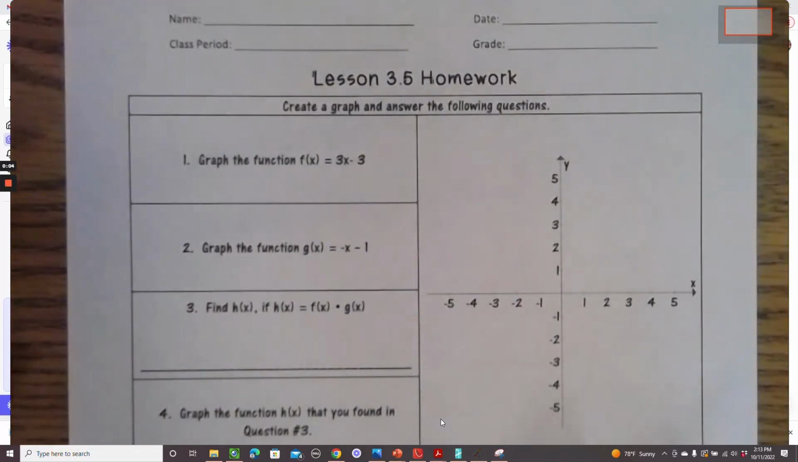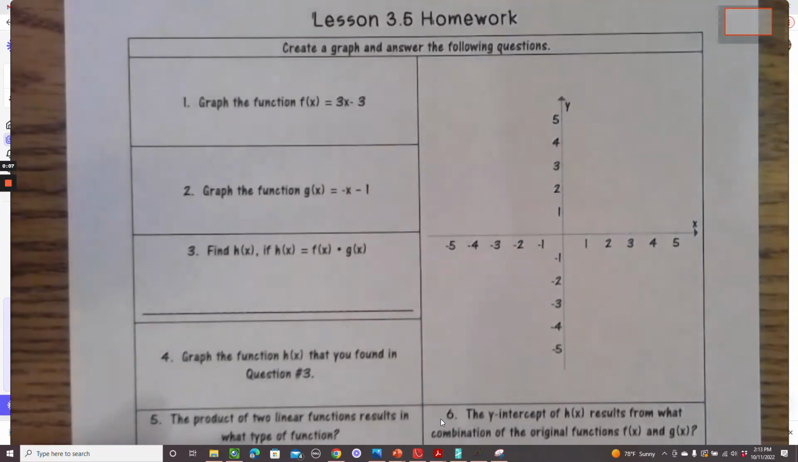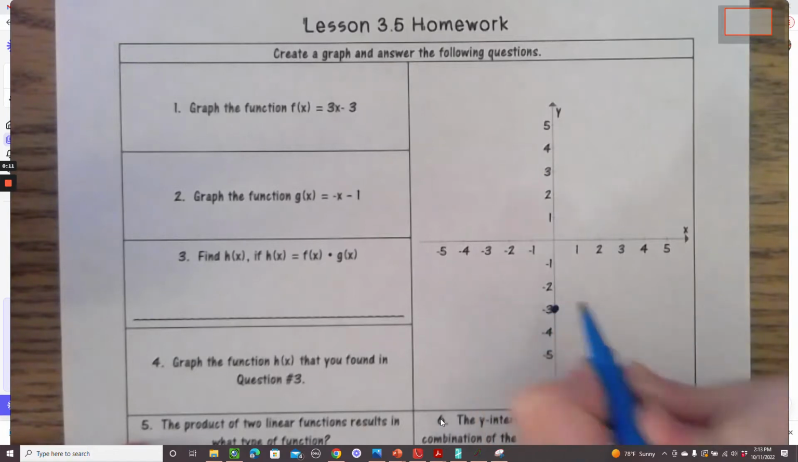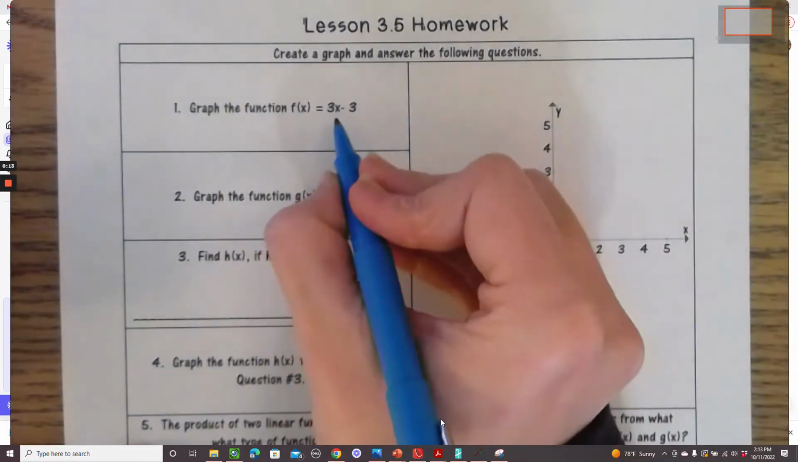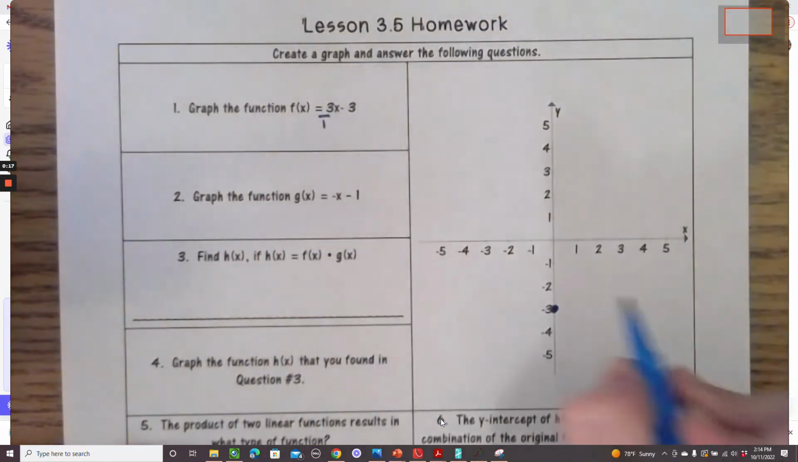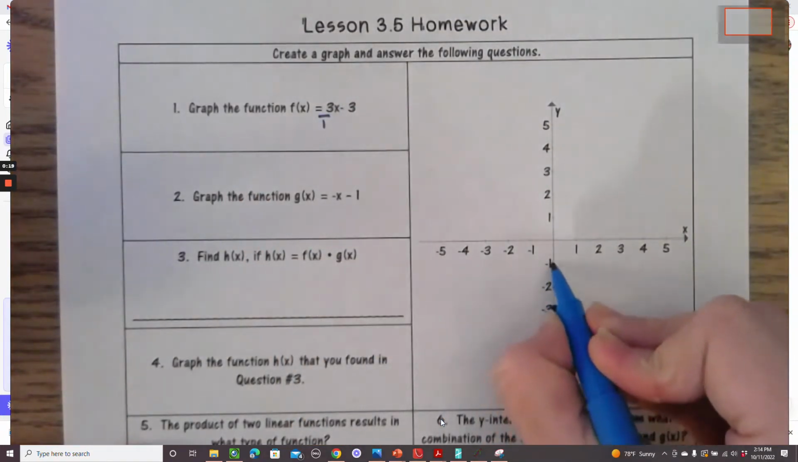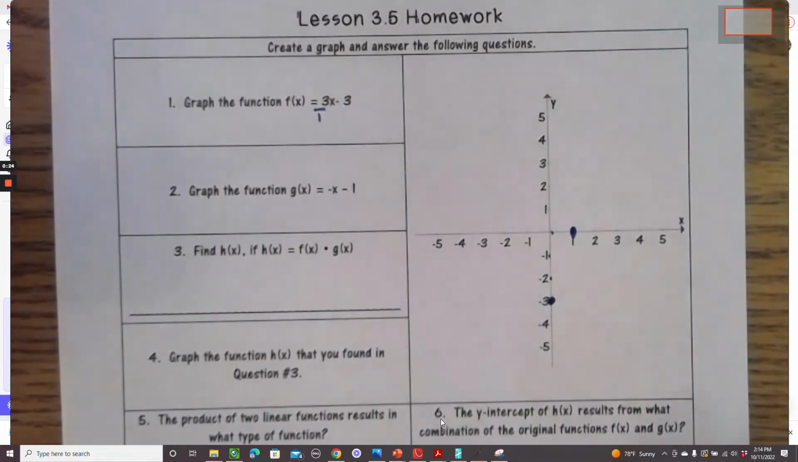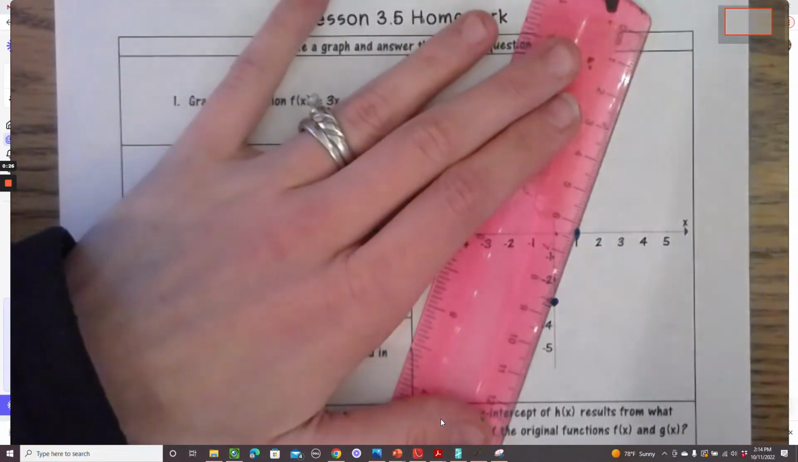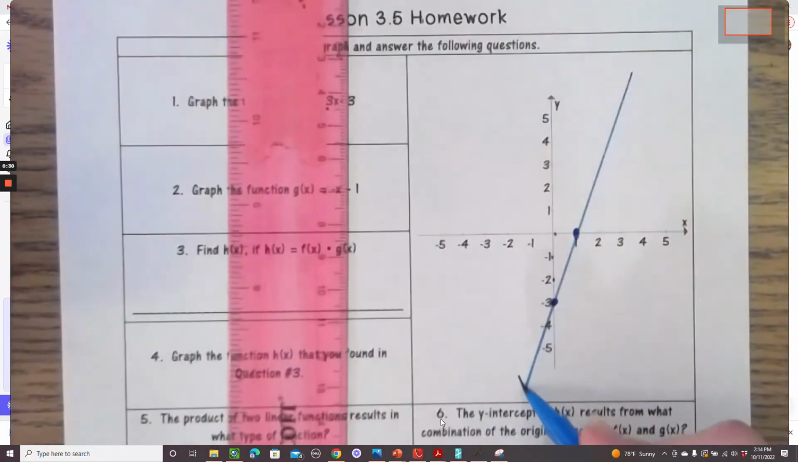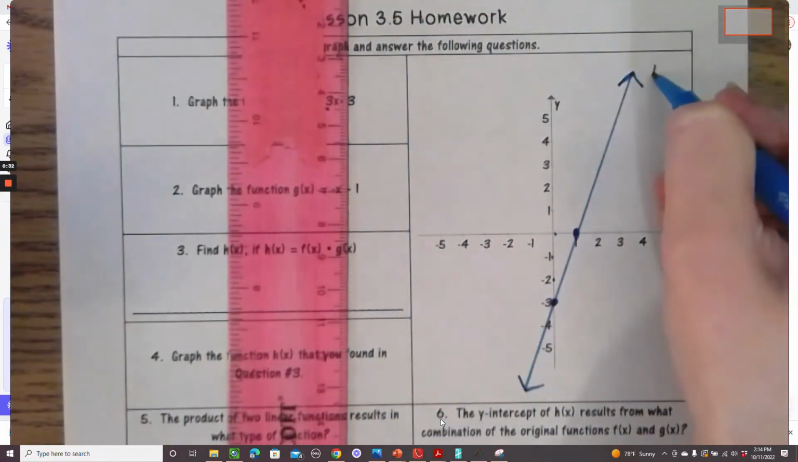So for number one, we are going to graph the function 3x minus 3. The minus 3 tells us there's a point on the y-axis at negative 3. The 3 in front of the x tells us that we have a slope of 3 over 1. So from this point, I can go up 3 over 1. If I've got 2 points, I've got a straight line, and I can connect them. So that's f of x.